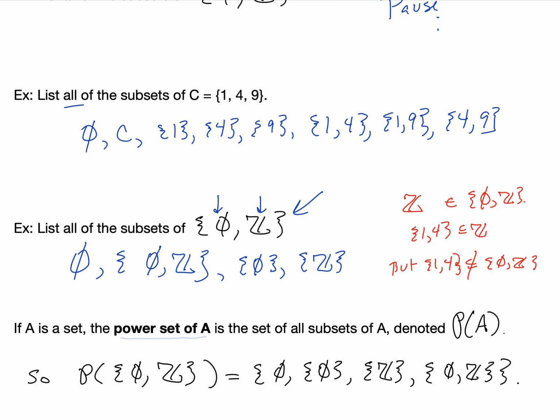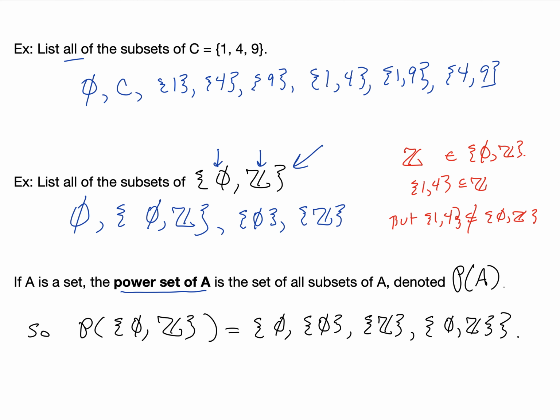So there's a special name for the kind of thing we were just doing, listing all the subsets of a set, and that is the power set. So if A is a set, the power set of A is the set of all subsets of A, and it's denoted curly P of A. So P of A, the power set of A. So as we just saw above, the power set of the set containing the empty set and the set of integers is the set of 4 elements: the empty set, the set containing the empty set, the set containing the set of integers, and the set containing the empty set and the set of integers. That's the power set of that set above.